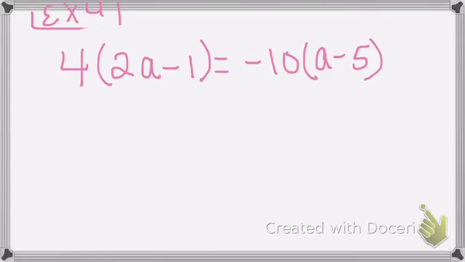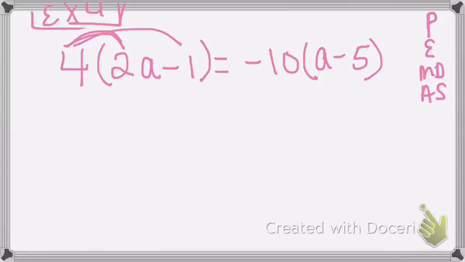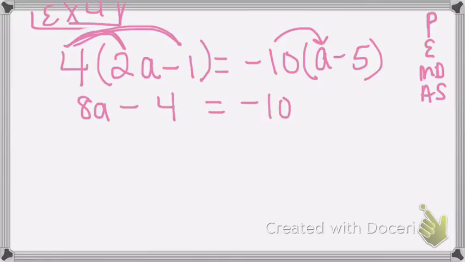All right, example 4. Multi-step, we got parentheses in there as well. Okay, so before you try to solve an equation, the first thing you want to do is take care of parentheses according to PEMDAS. So let's go ahead and distribute this 4 by multiplication. So 4 times 2a is 8a. 4 times negative 1 equals, and then we're going to distribute here. Negative 10 times a. Negative 10 times negative 5.